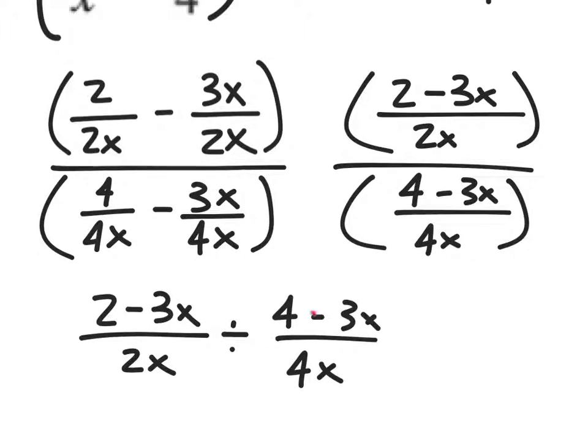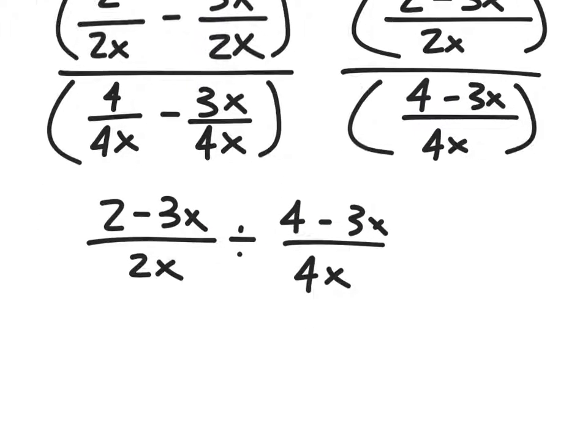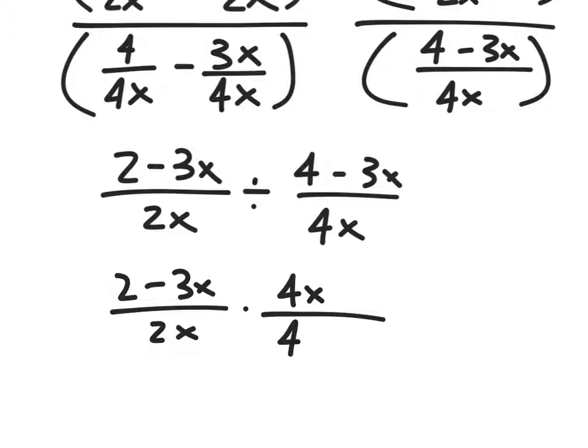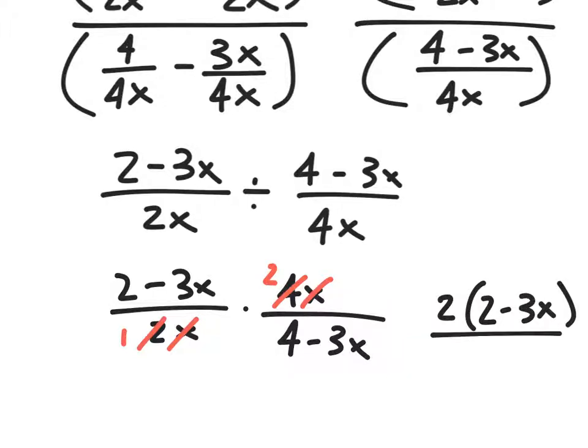Okay, now I have a division problem with two fractions. Now remember, to do division, we simply just multiply by the reciprocal. So I'm going to do 2 minus 3x over 2x times 4x divided by 4 minus 3x. Now what can divide out here are your x's, and then 4 divided by 2 is just going to be 2 over 1. So then what you have is you have 2 times 2 minus 3x over 4 minus 3x, because all this stuff divided out over here.